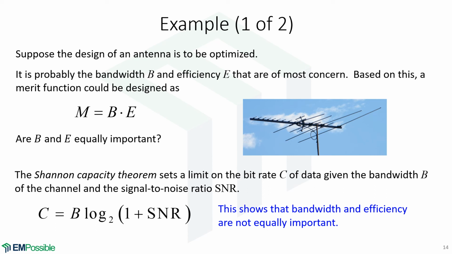Well, there's something called the Shannon capacity theorem that comes from communication theory. It's basically giving you the capacity of your channel, how many bits per second you can squeeze through a channel, and here's the bandwidth of that channel, and here's the signal to noise ratio of the channel. Well, right away looking at that, that tells me that bandwidth and efficiency, which is related to the signal to noise, aren't equally important. And depending on what their values are, one or the other may become more important.